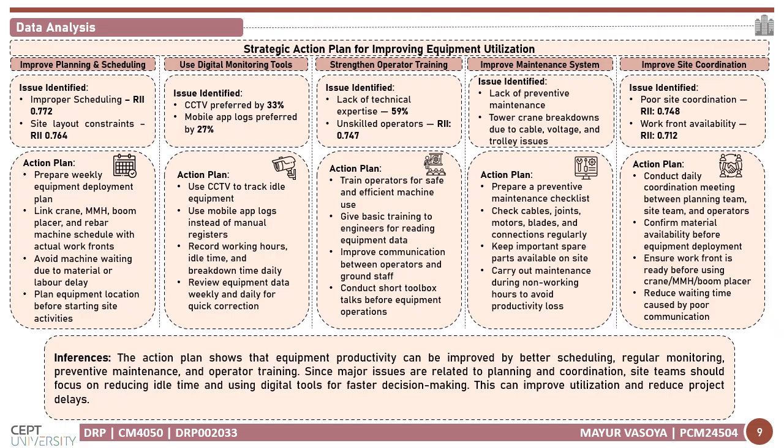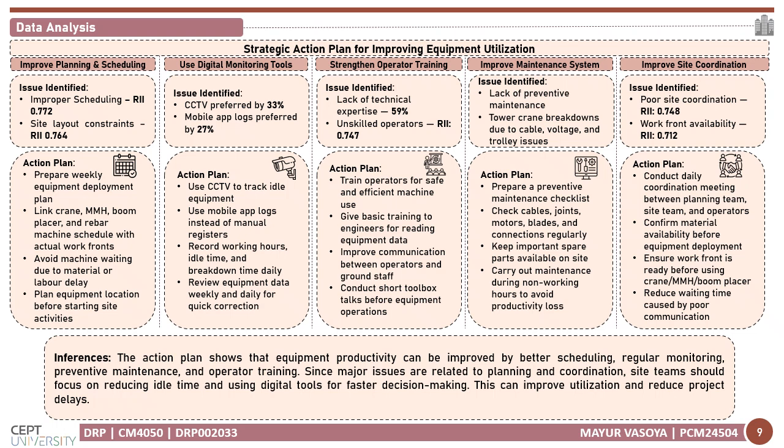Lack of technical expertise was identified by 59% of the respondents as the main barrier to digital monitoring. An unskilled operator had an RRI value of 0.747. This means equipment improvement cannot happen only through machines or software. Operators and engineers must be trained to use equipment efficiently and interpret monitoring data properly.